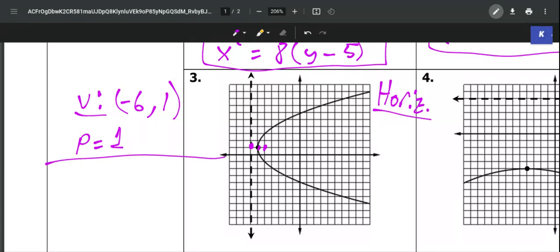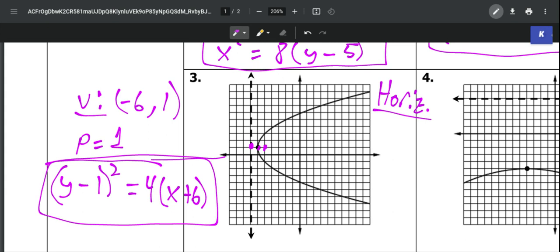So now we have everything we need. We're just going to plug everything in. So now y is going to lead because this is a horizontal parabola. So we'll have y minus 1 squared because it's a plus 1 in our vertex, equal to 4p, which if p is 1, then 4 is just going to stay as it is. Okay, now we've got to do x. So x is going to be in parentheses with the x coordinate for my vertex, which is a minus 6. So it's going to become a plus 6 in parentheses. And then that's my equation.